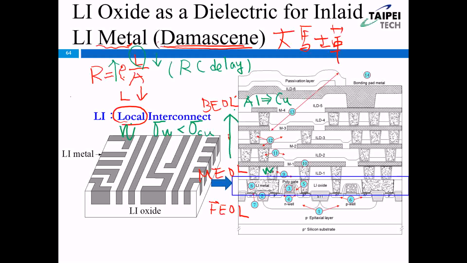Okay, so right now we remove the copper because we want to have a very flat surface of the copper. So we need to remove the copper by using CMP, and we can remove the copper layer by layer.